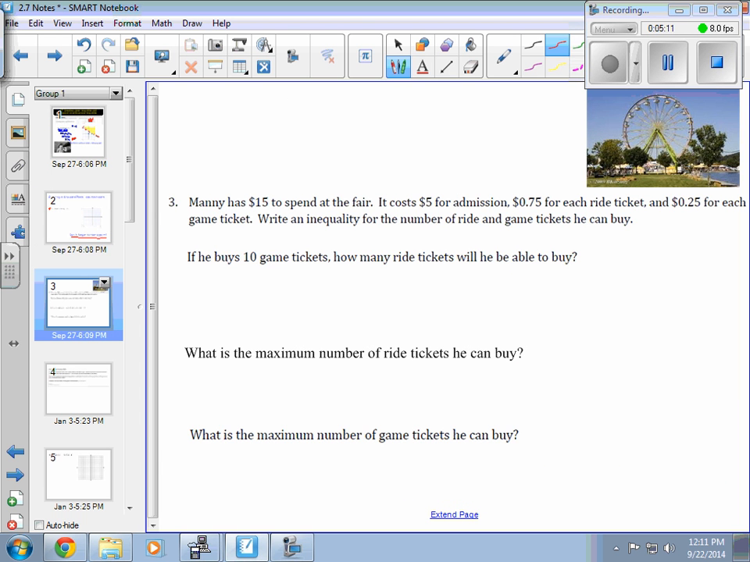All right, now you may also get some problems that are word problems that involve inequalities. Let's look at number 3. It says Manny has $15 to spend at the fair. It costs him $5 for admission, 75 cents for each ride ticket, and 25 cents for each game ticket. Write an inequality for the number of ride and game tickets he can buy. Remember, on these word problems, sometimes it's a good idea to go through and circle the information that's important. So we have $15, $5, 75 cents, 25 cents.